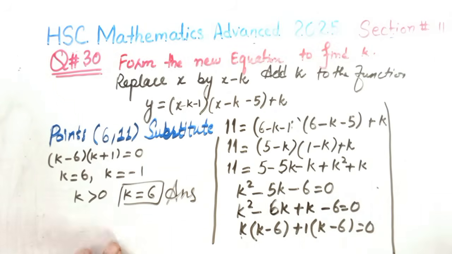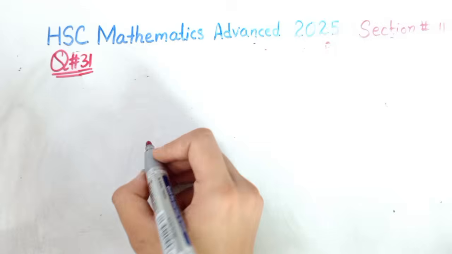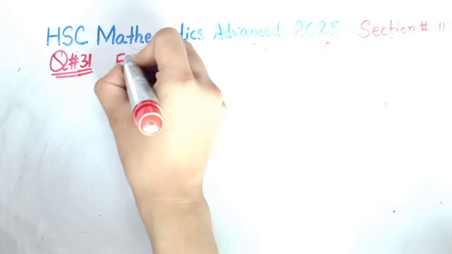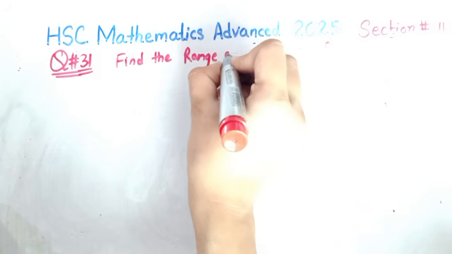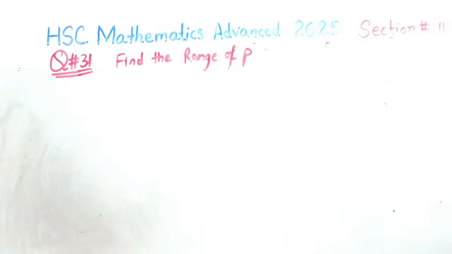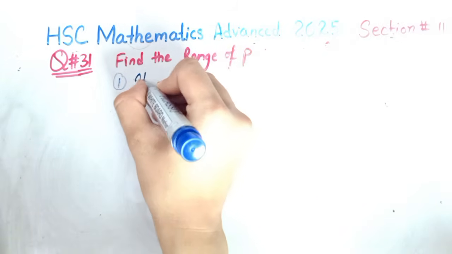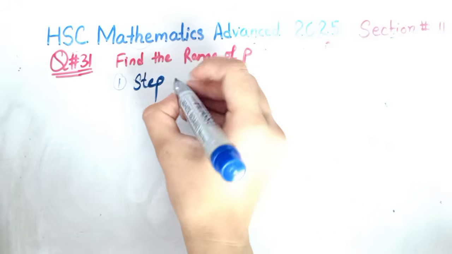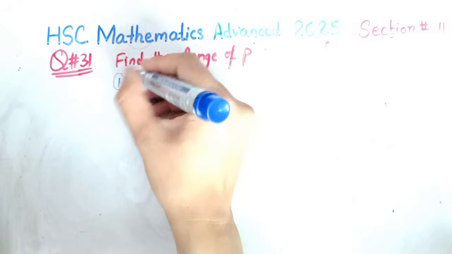Now we will do the last question of this exam paper, that is question number 31. In question number 31, you have to find the range of p. So p is the angle multiplier. Now how will we solve this? First of all, we will set up the angle domain.